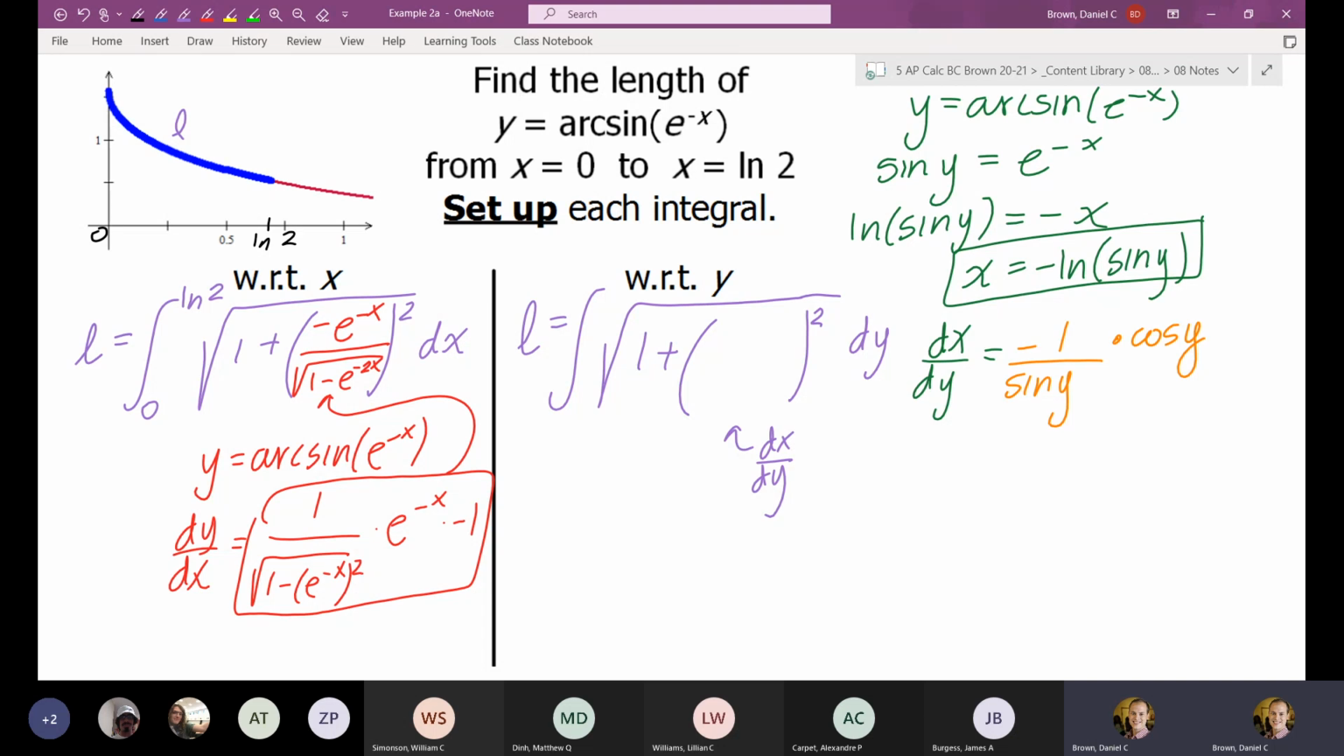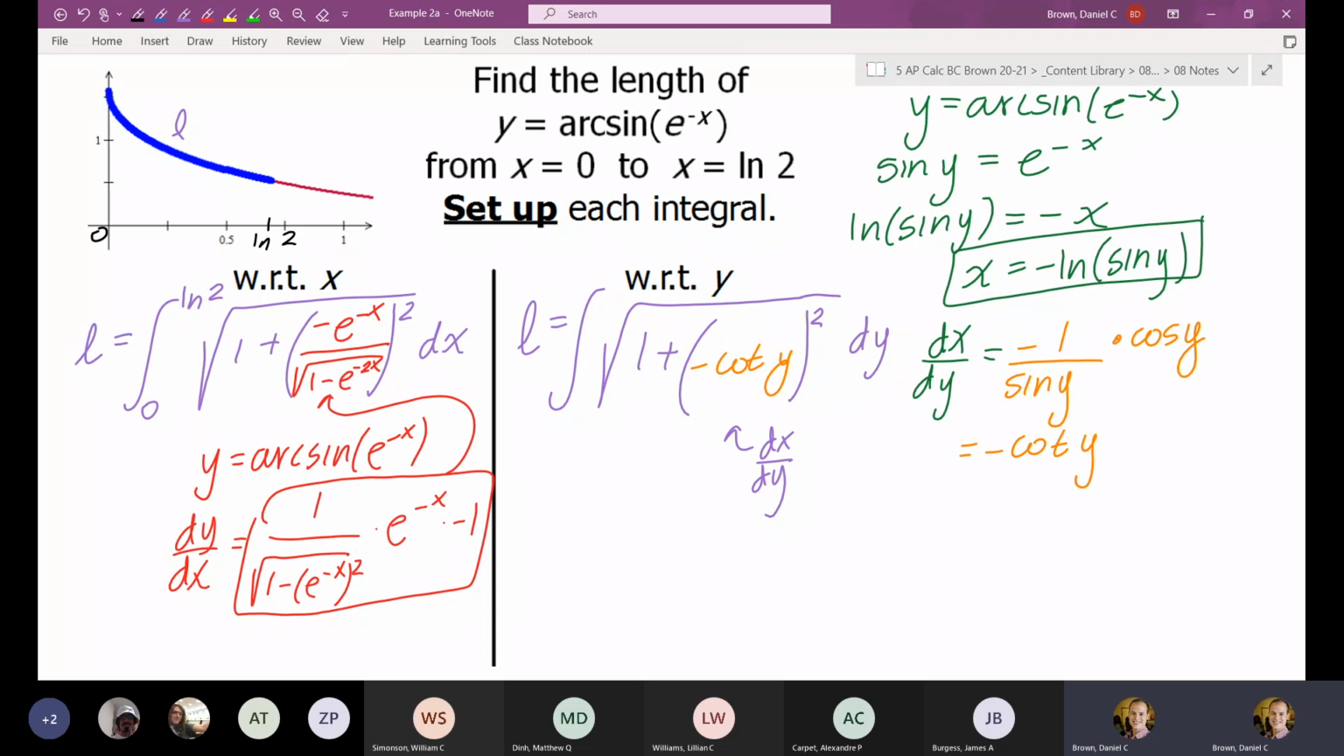If I want to simplify that, what is that going to simplify to? Negative cotangent. All right, so the negative cosine over sine is the negative cotangent of y. Where does that go? That's going to go into where the derivative was, and then squared. Questions on how I set up either of those integrals? We're not done with that dy one yet.